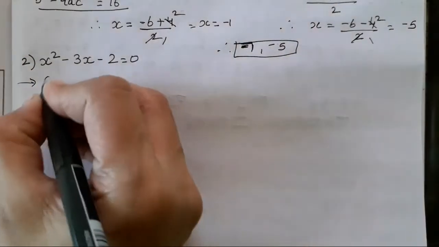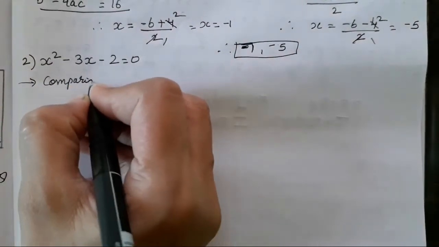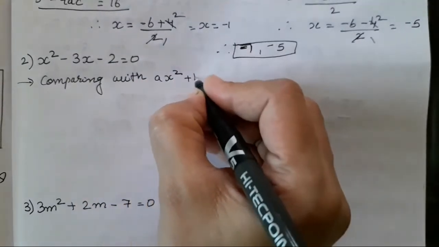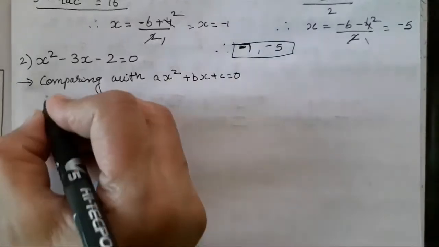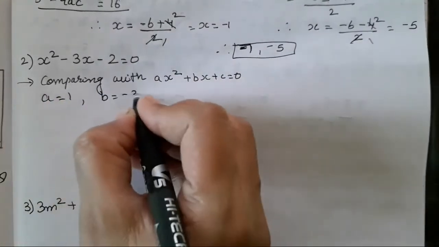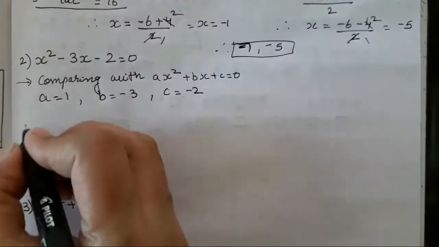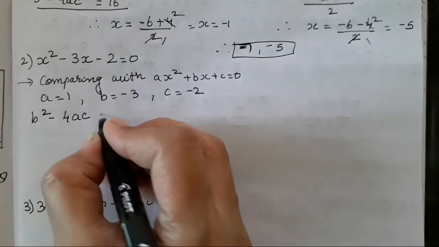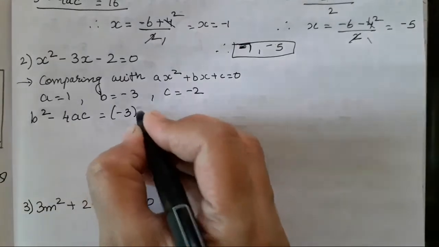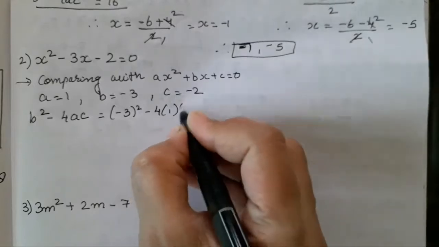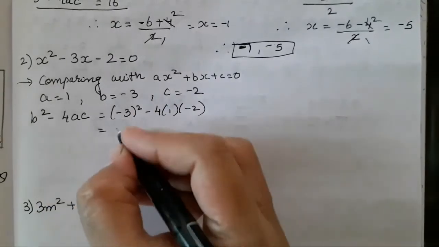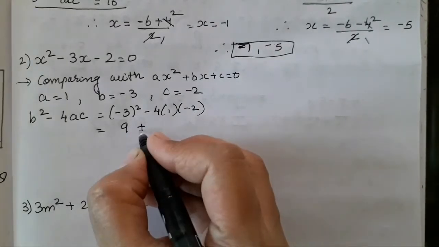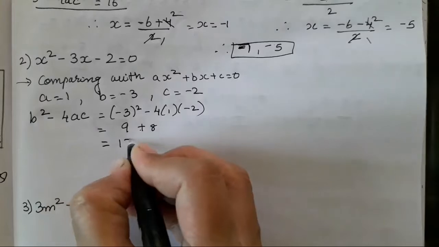So, the first step is comparing. Same steps, you all have to keep comparing with ax square plus bx plus c is equal to 0, where a is 1, b is minus 3, c is supposed to be minus 2. First you will find b square minus 4ac, which is minus 3 whole square minus 4 into 1 into minus 2. The answer is going to be 9, plus 4 ones are 4, 4 twos are 8, minus and minus will change to plus 8. So the answer is 17.